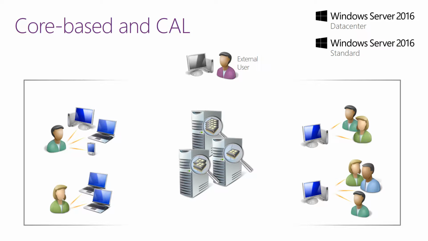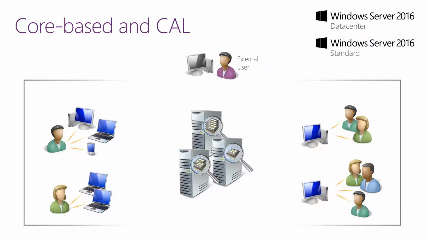Both Standard and Datacenter editions of Windows Server 2016 are licensed with the core-based and CAL model. Let's get a bit more detail on how the licensing works in a typical client-server network. Here you can see that we've got some servers in the middle of the screen which will run Windows Server. We can see the specification of those servers in terms of how many processors and cores they have.